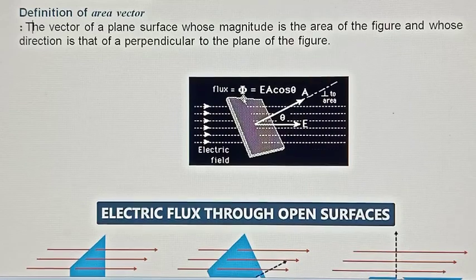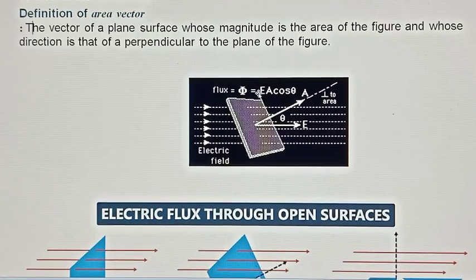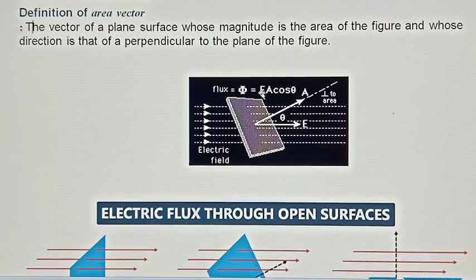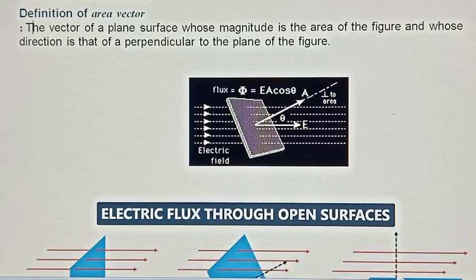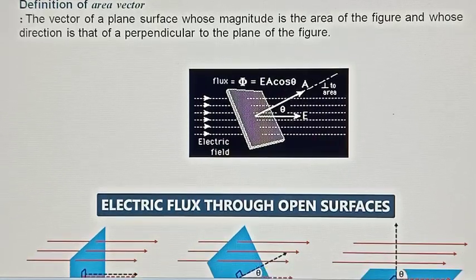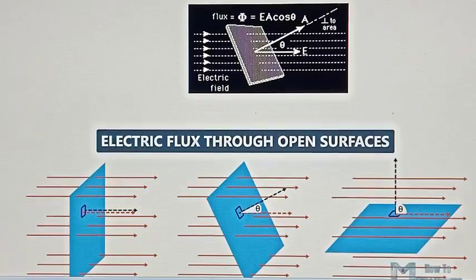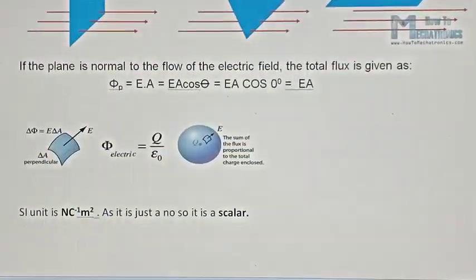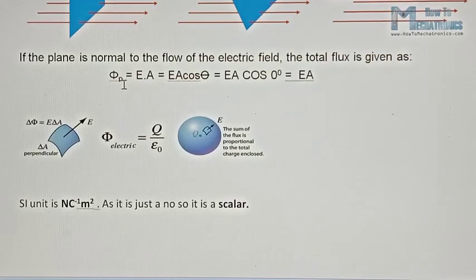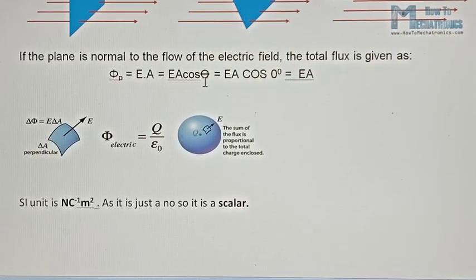Okay, so can we write flux as phi is equal to E cos theta into A, or it is EA cos theta, or we can write it as E dot A, because we have already learned dot product in class 11 standard. So let us see the mathematical expression for electric flux. Phi is equal to E dot A, so EA cos theta.